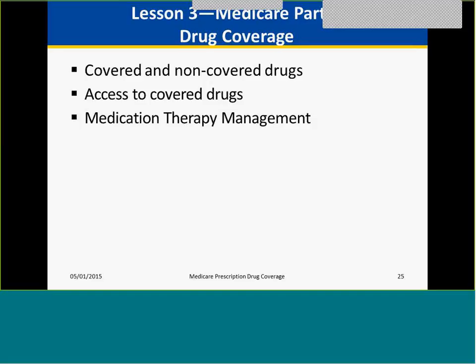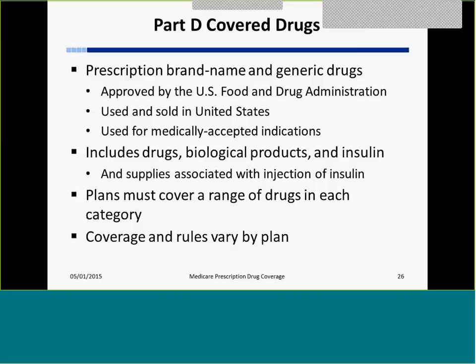So, drug coverage: access to covered drugs, non-covered drugs, medication therapy management. So what is a Part D covered drug? It must be approved by the FDA, used and sold in the U.S., with a medically accepted indication. Biologicals, all supplies associated with injection of insulin. Plus cover a range of drugs in each category. This can be a critical question for a client or new agent to understand.